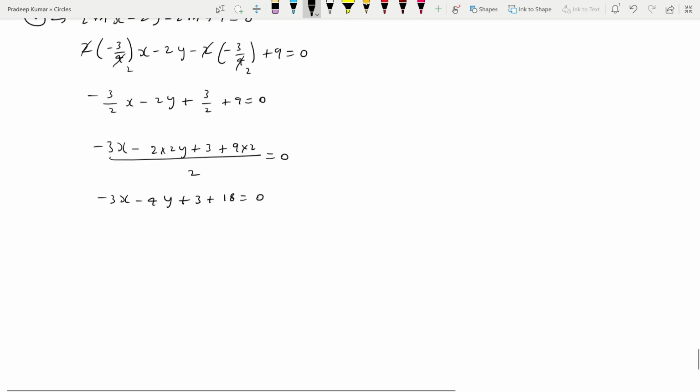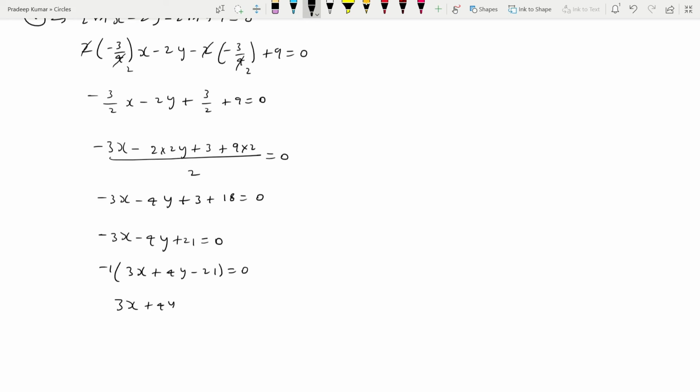So here I can solve this further. I can write minus 3x minus 4y plus 18 plus 3, which is plus 21, equal to 0. So if I just take minus 1 common, I'll be getting this as 3x plus 4y minus 21 equal to 0. So the equation obtained is 3x plus 4y minus 21 equal to 0, right? So this is for case 1.